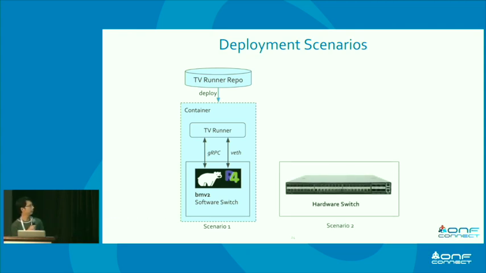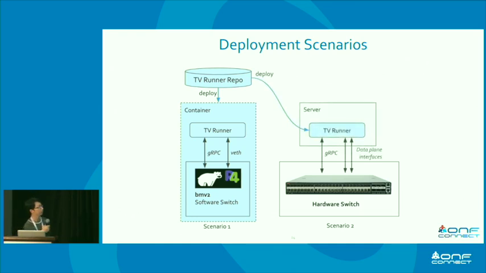The other deployment scenario is for testing hardware switches. This is also straightforward. You will need a server that has physical connections to the switch ports for sending packets. In this case, we'll deploy the test vector runner on the server. Of course, it also needs to have gRPC connections to the switch. We talked about in the beginning that the test vectors will have their own repo, so you will need to download test vectors in both cases.